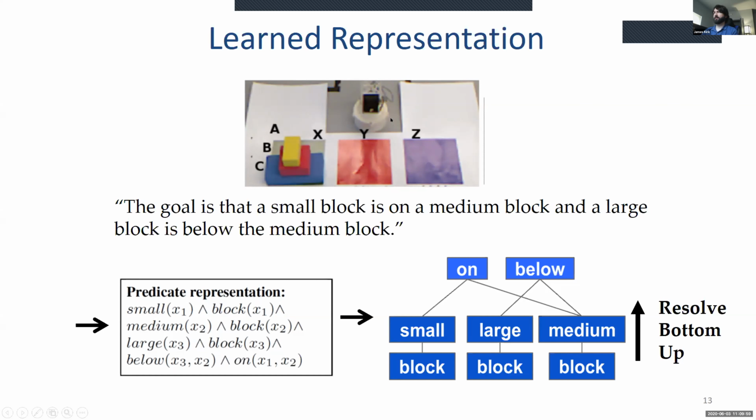So if you look on this view, we have the world. We've given indexes to these objects. So we have blocks A through C and locations X, Y, and Z. So when we evaluate the structure that we learned to see if we can detect the goal, we resolve it from bottom up. So the objects A, B, and C are all the blocks. We'll evaluate small, large, and medium, and finally be able to see that yes, this goal can be satisfied with the current situation that we see.